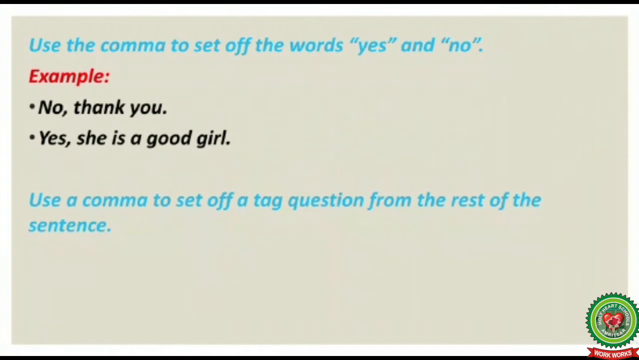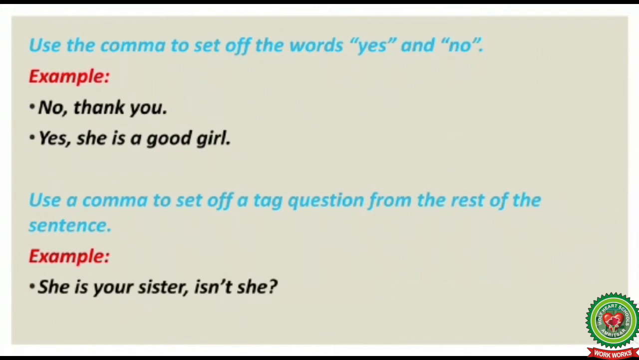Use a comma to set off a tag question from the rest of the sentence. Example: she is your sister, isn't she? Now here in this statement, isn't she is a question tag. In order to separate the question tag from the main sentence, we will write a comma before the question tag.